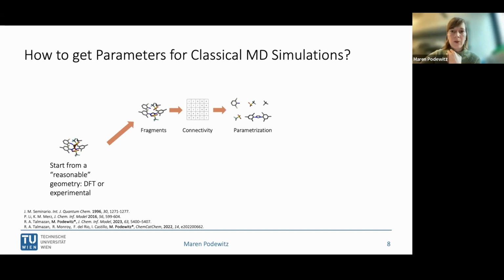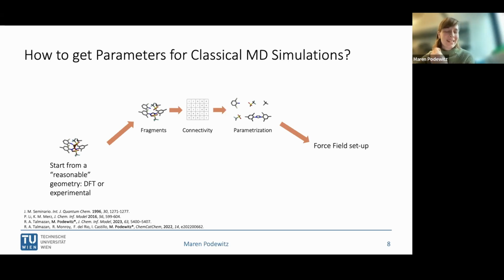And if you only look at these fragments, these are only organic, so no transition metals. So this is all fine. We can use the standard method to generate parameters. And yeah, this is the first thing that goes into the force field setup.